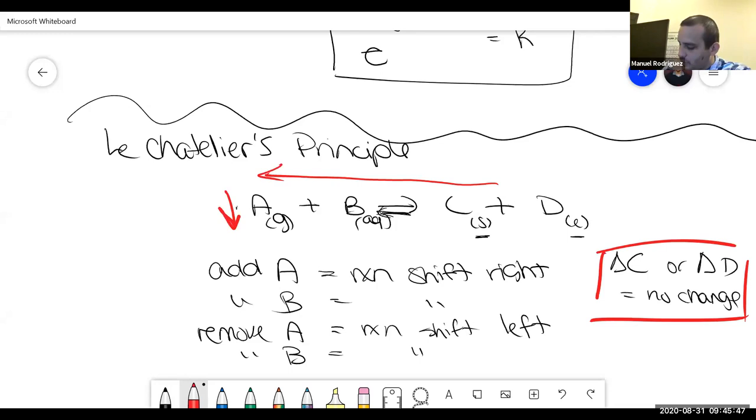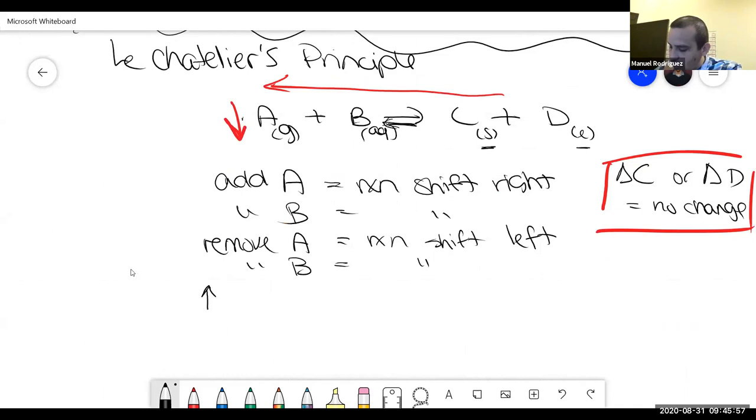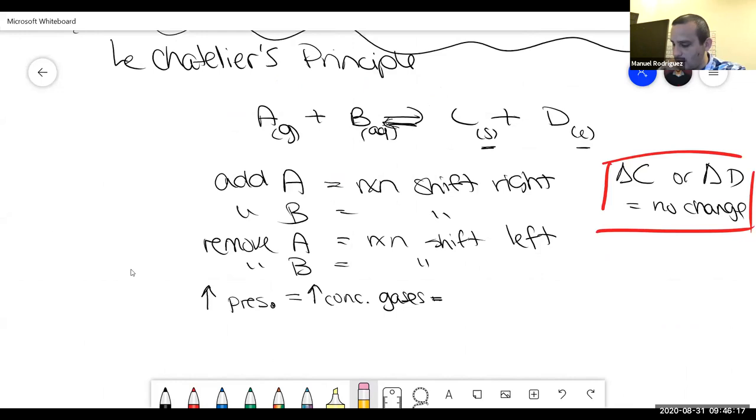So, something else that sometimes we do will be increase pressure. So let's say I increase pressure. Increasing pressure is basically the same as increasing concentration of gases. Good? So if I increase the concentration of the gas, in this case, I'll be increasing this guy. No, the rest of them are not gases. So I'll only be increasing A. If I increase A, that will shift to the right.